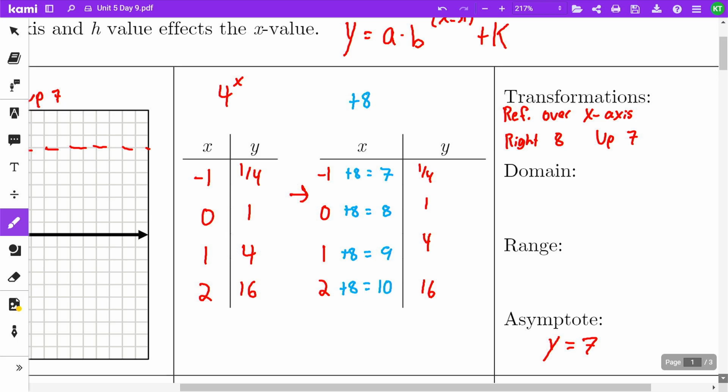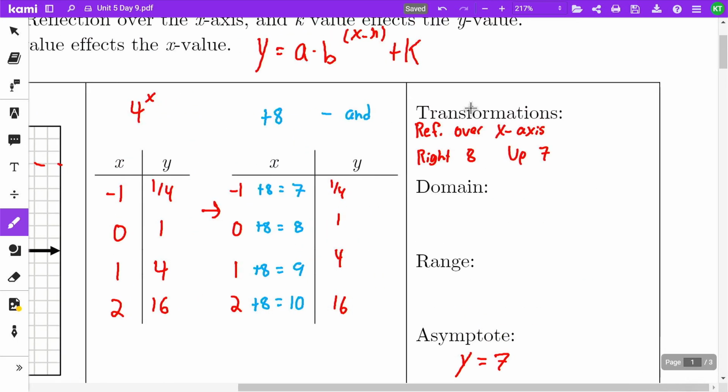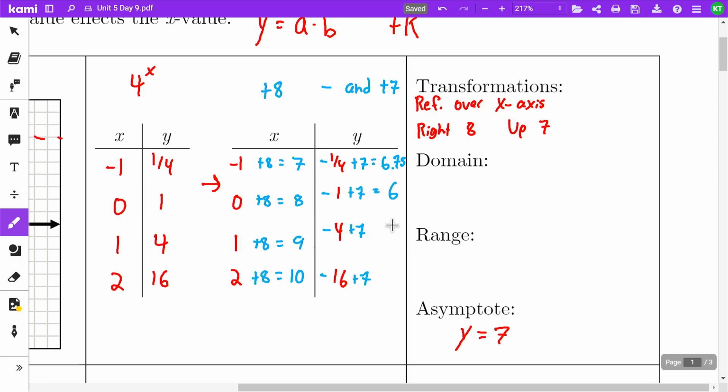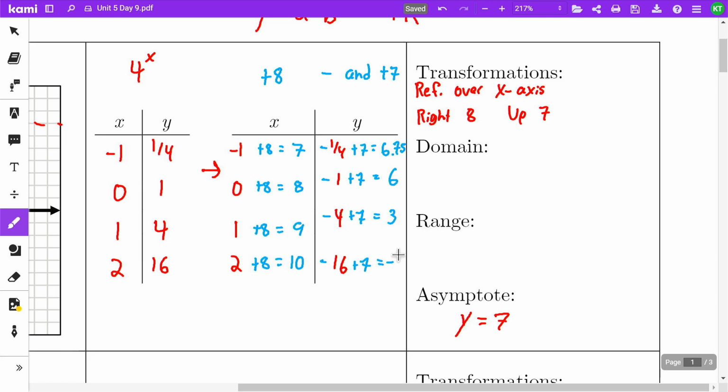I'm going to do the same thing now with my y values, except this time it's going to be my reflection over my x-axis and my vertical shift up 7. So a reflection over the x-axis will turn my y values negative. So it's going to be negative, and I'm going to go up 7, so I'm going to add 7. So if I now go ahead and apply that, I'll have a negative 1/4, negative 1, negative 4, and negative 16. And then I will be adding 7 to my values here. So this will give me a positive 6.75, or 6 3/4. This will give me 6. This will give me 3. And finally, I will get negative 9.